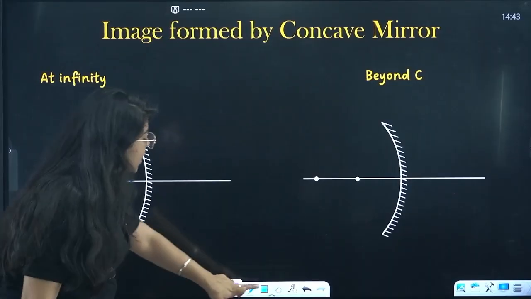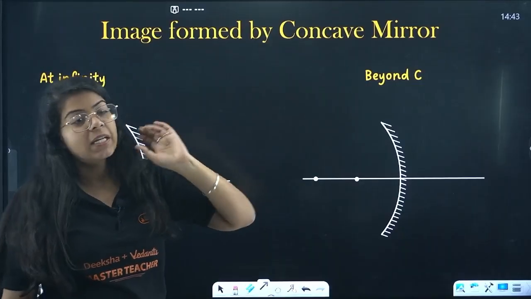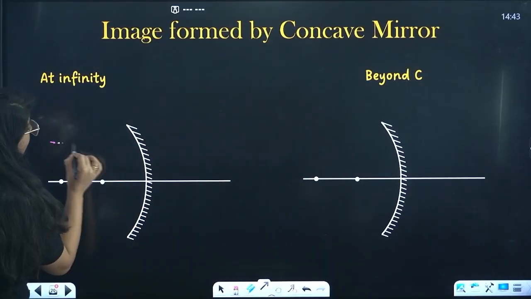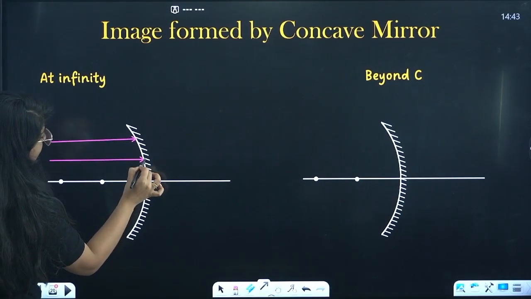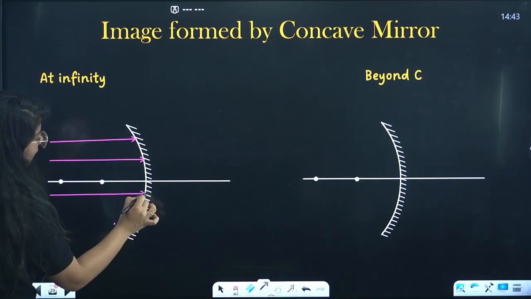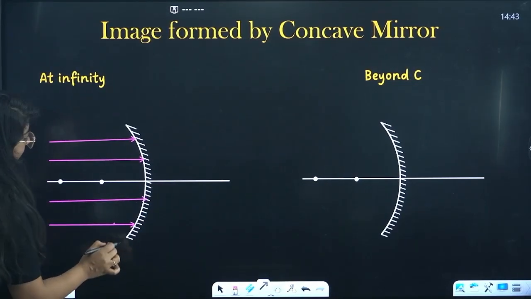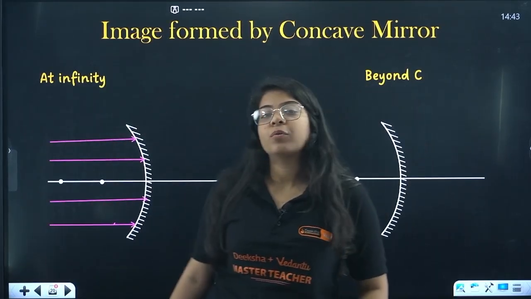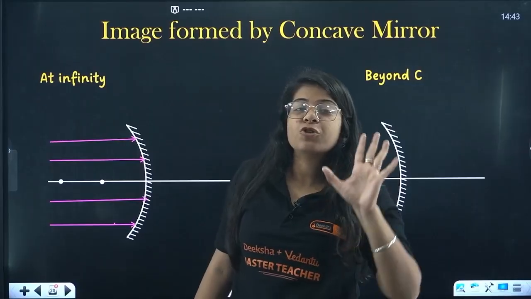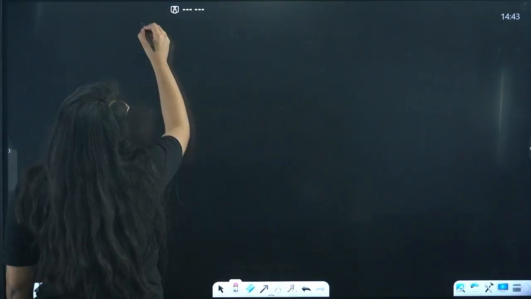When the object is very far away, we assume that the light coming from that object is parallel to the principal axis. All the rays coming from the point that is at infinity will be parallel to this principal axis. Now what will happen? Now is the time where you should understand 2 or 3 more things you have to remember. Very simple.